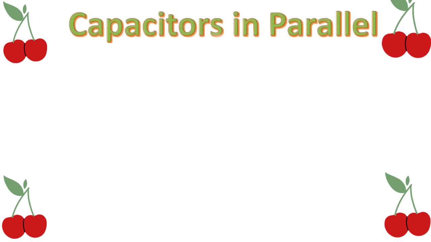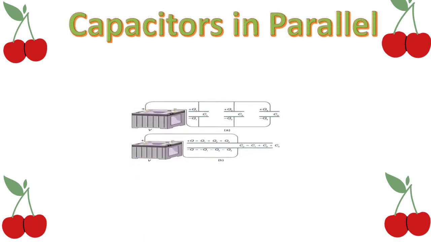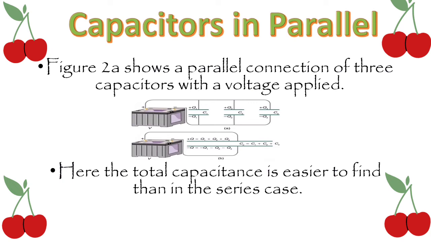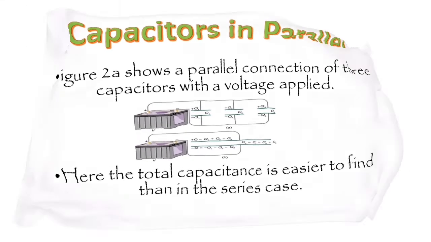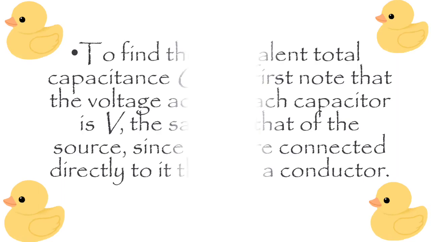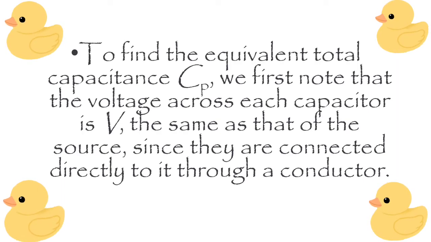Okay, capacitors in parallel is more easier to find than in the series case. So in this figure, this shows a parallel connection of 3 capacitors with a voltage applied. To find the equivalent total capacitance, CP, we first note that the voltage across each capacitor is V, the same as that of the source, since they are connected directly to it through a conductor.